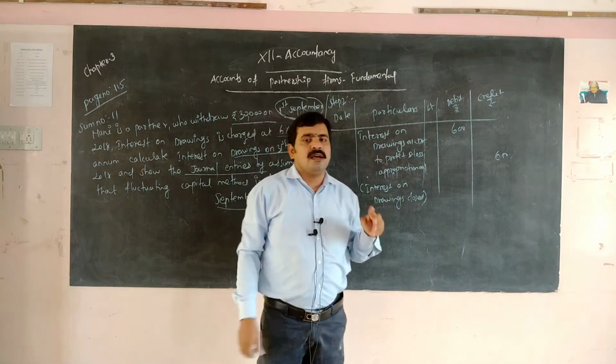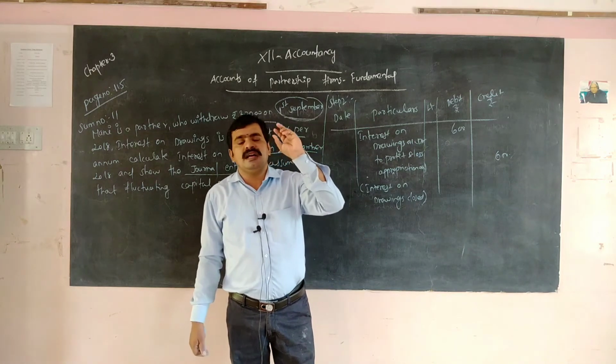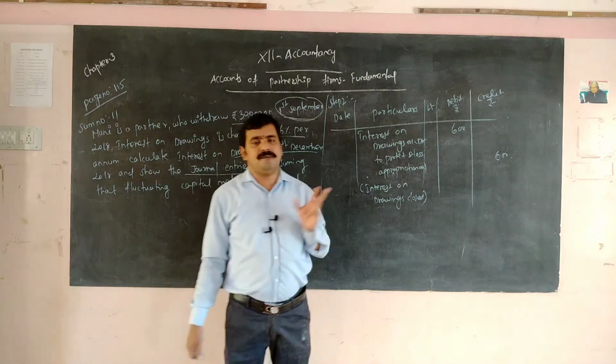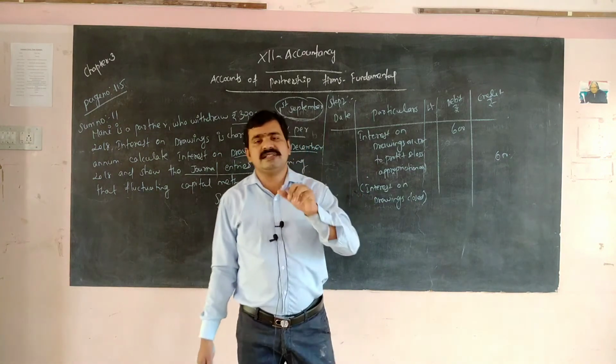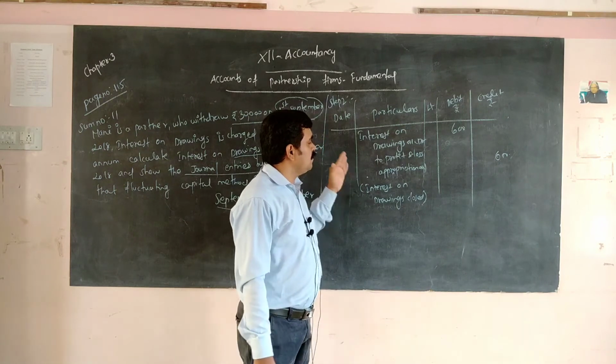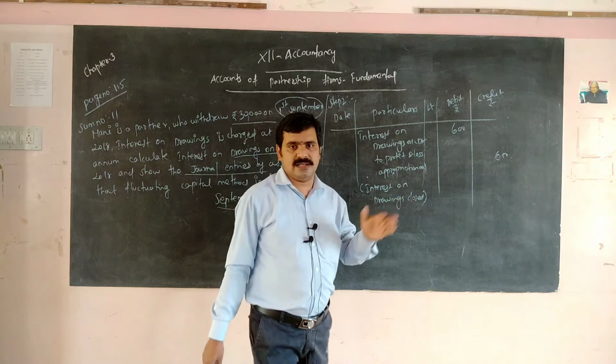Step 1, on the first of January: partner's capital account debit to interest on drawing, so the amount is 600. Next, interest on drawing credit to profit and loss appropriation account, so the amount is 600.